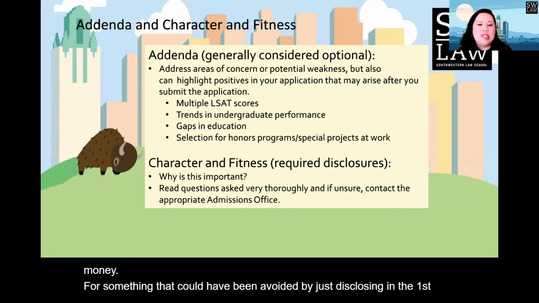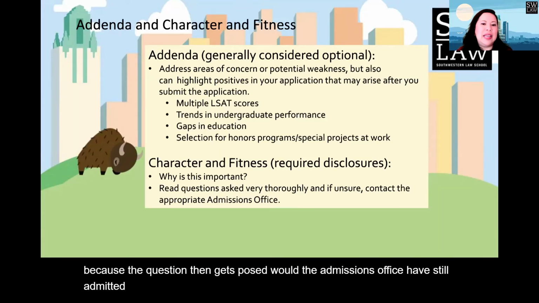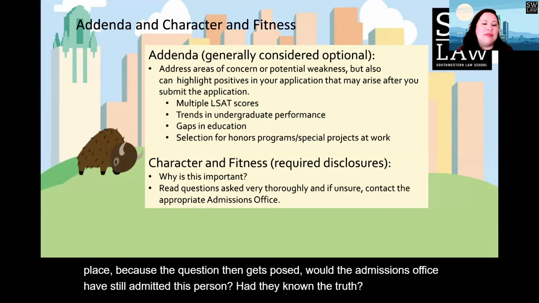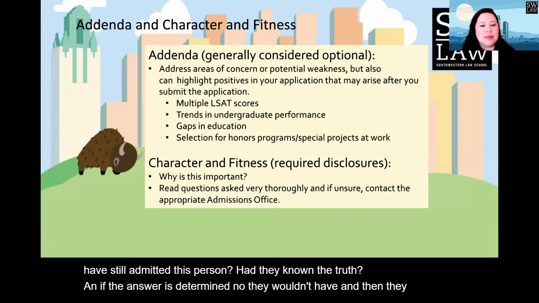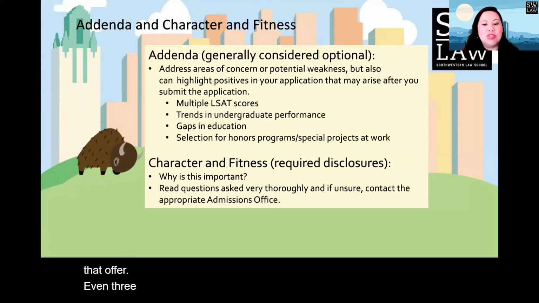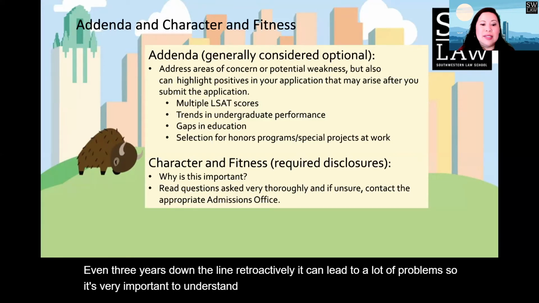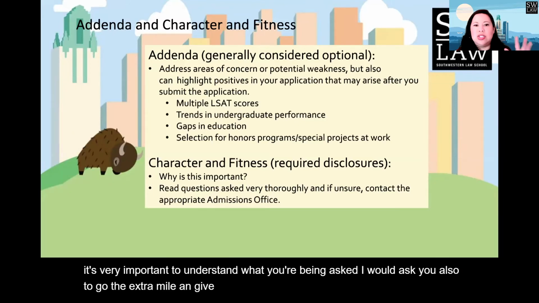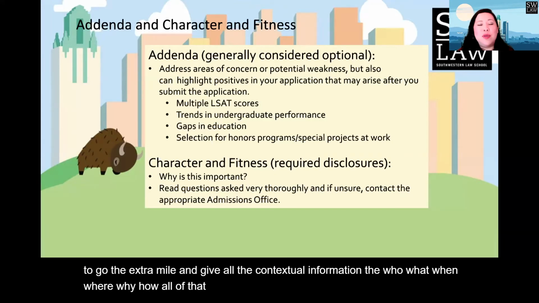Because the question then gets posed, would the admissions office have still admitted this person had they known the truth? And if the answer is determined, no, they wouldn't have, and then they rescind that offer, even 3 years down the line, retroactively, it can lead to a lot of problems. So it's very important to understand what you're being asked. I would ask you also to go the extra mile and give all the contextual information, the who, what, when, where, why, how, all of that stuff. Plus, hopefully you've learned a lesson and you can communicate that as well.